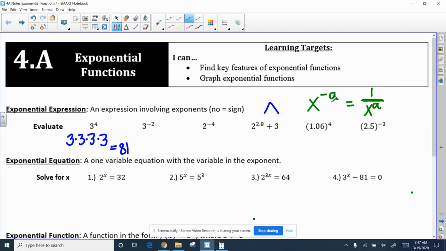Instead of this being a negative a, it becomes a positive a. So that's going to be important to know, and we need to know that in order to be able to simplify these two.